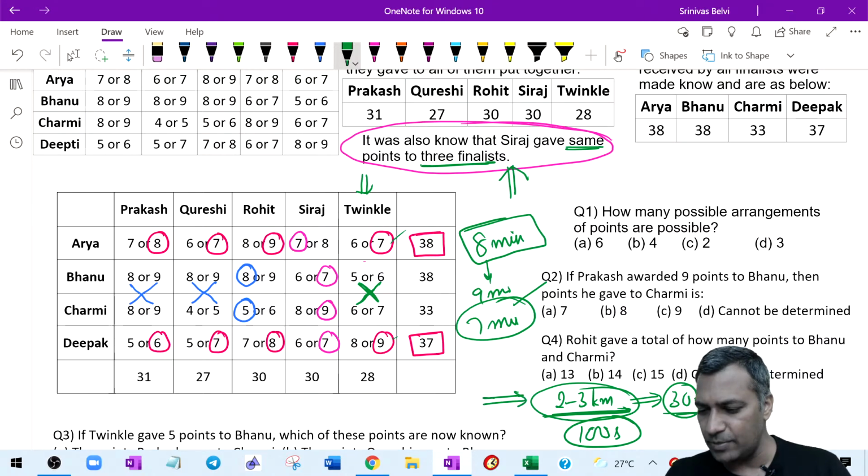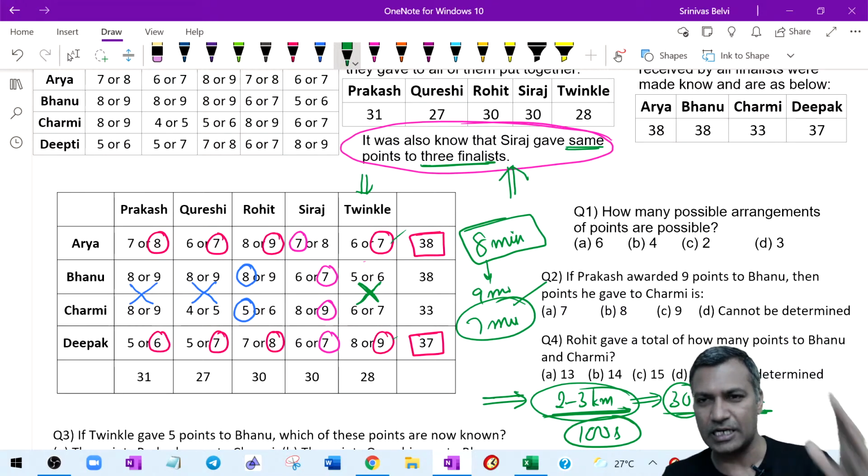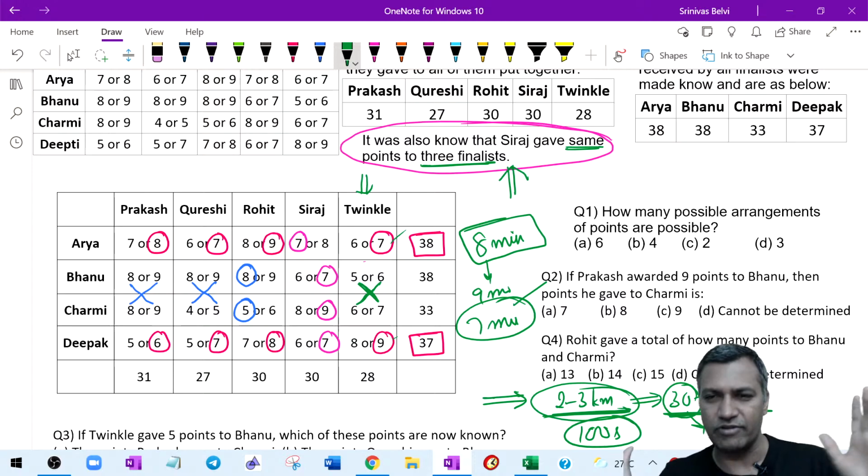Now look at the time taken. Under the same condition, if I bring it back, to drive these 2 or 3 kilometers, why do you need 30 minutes? You will drive it in 10 minutes. At the most, it will take 10 minutes. Same condition if I bring it back. What happened here? What was the transformation?